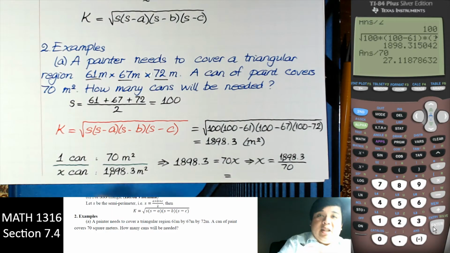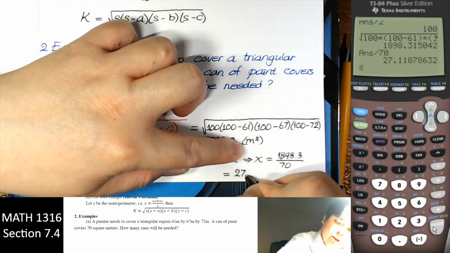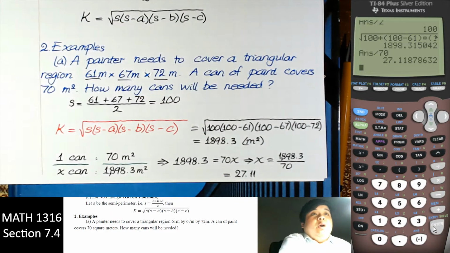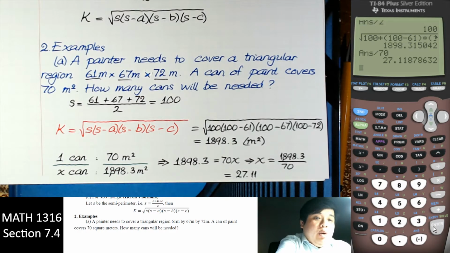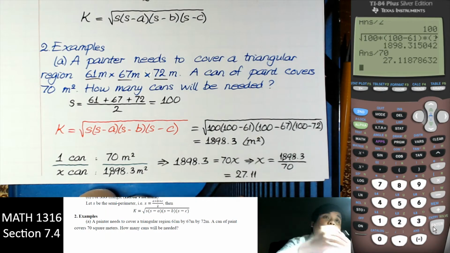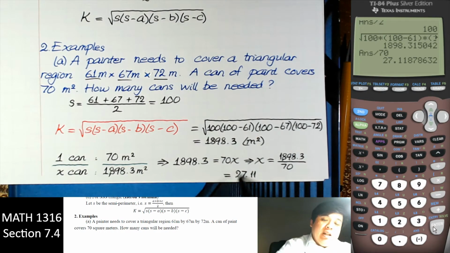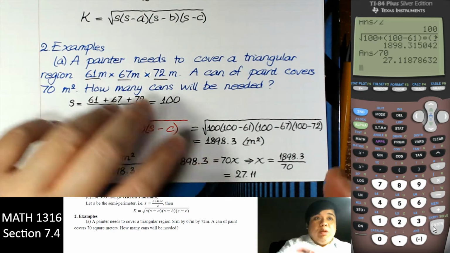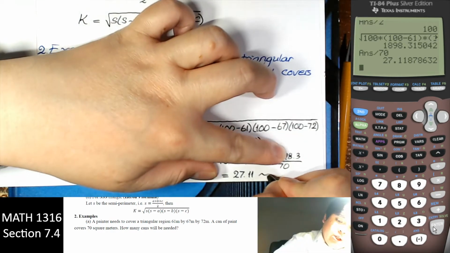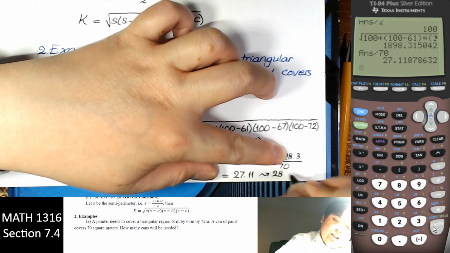So x is equal to 27.11. But notice that this is just like real life. Even though we only need 0.11 of a can, we always have to round up. We need 28, because it has to be more than that. Whatever the answer is should be rounded up. So in that case, we need 28 cans.